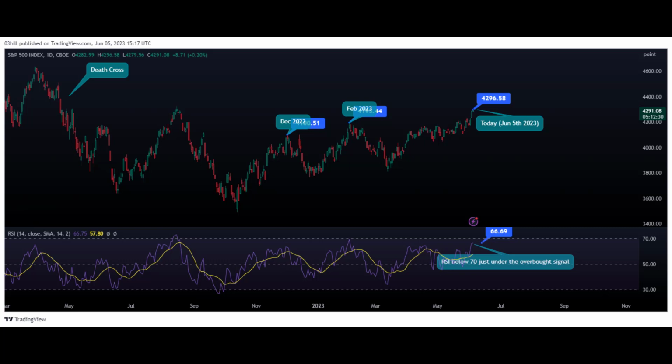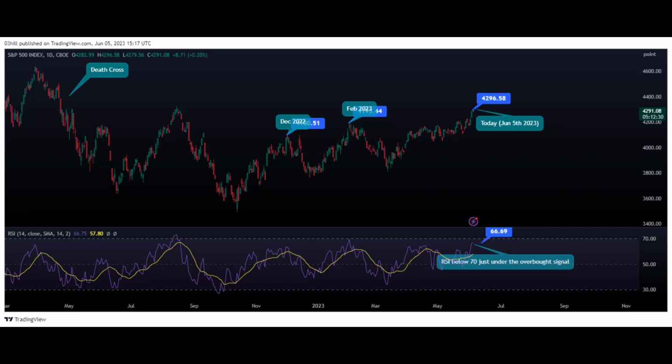It is above the midpoint of 50, suggesting that there is still some bullish momentum in the market, but it is not considered overbought. Typically, an RSI reading above 70 is considered overbought, implying that the asset may be due for a price correction or reversal. Conversely, an RSI reading below 30 is considered oversold, indicating that the asset may be due for a potential bounce or upward movement.